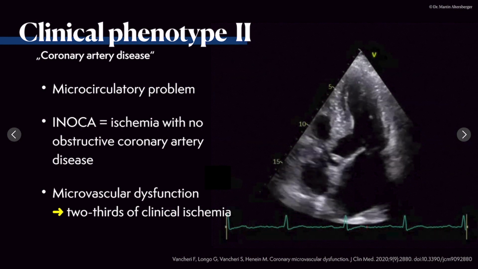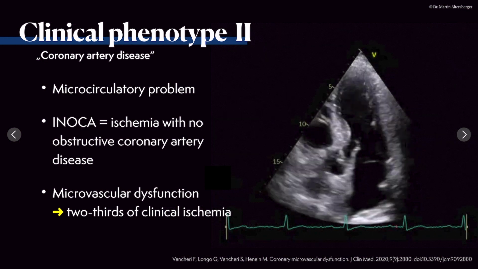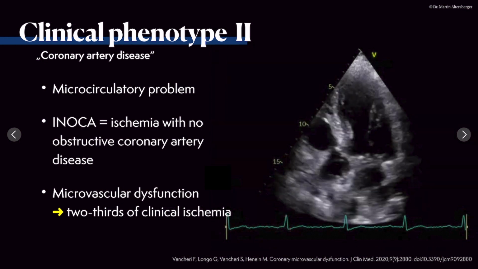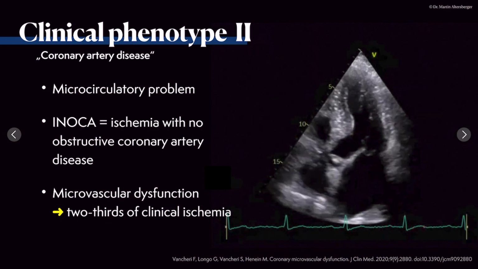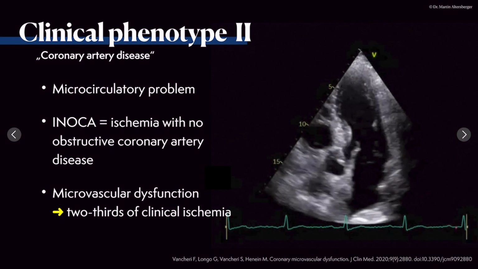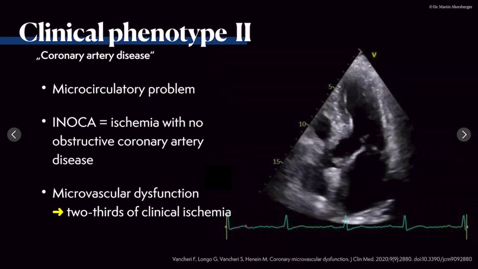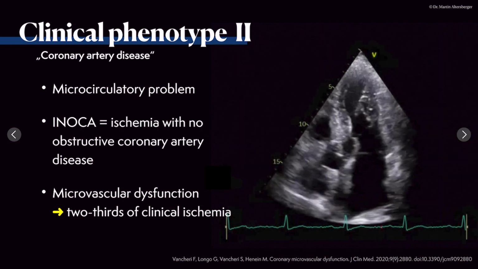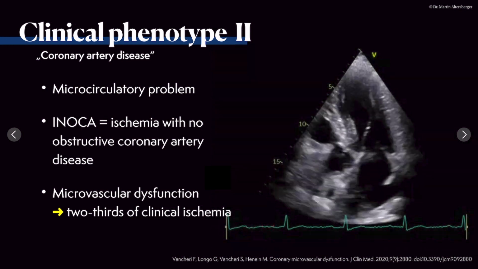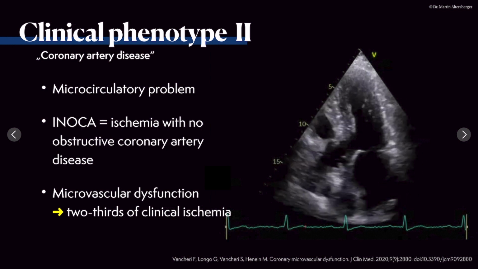So we have, in this case, very often a microcirculatory problem or INOCA, so ischemia with no obstructive coronary artery disease. And we have this microvascular dysfunction. So two thirds of clinical ischemia, so quite a lot of patients, have this microvascular dysfunction. So not an obstruction in a relevant or large coronary artery, but of the microvasculature. So it's a very important disease entity we have to think about.